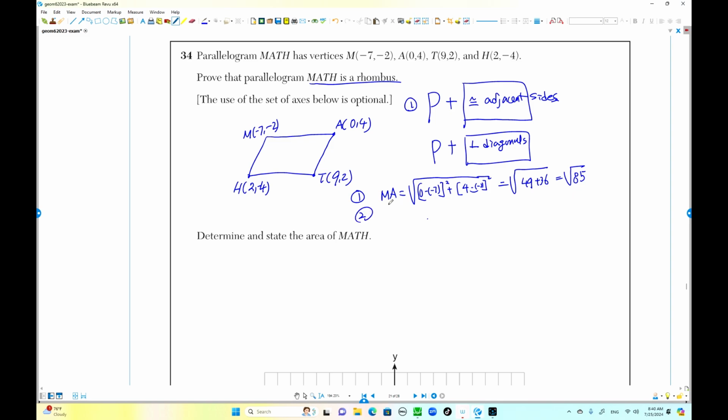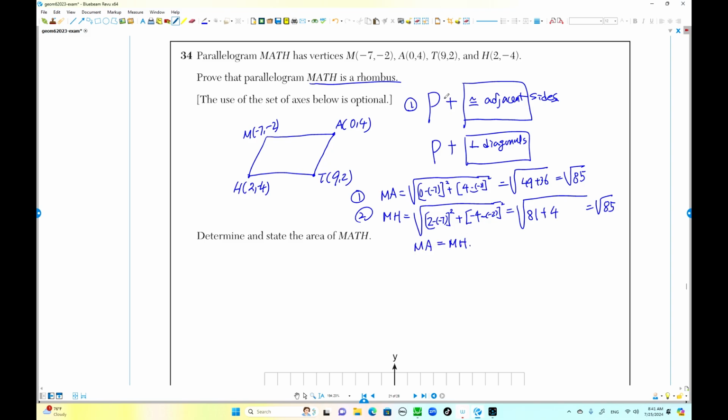The second one is MH, which is adjacent. You can use the other side, AH, too. x2 minus x1, 2 minus 7, and -4 minus -2. Actually, this is 9 squared is 81, and this one is -2 squared is 4. Square root of 85. So MA equals MH.